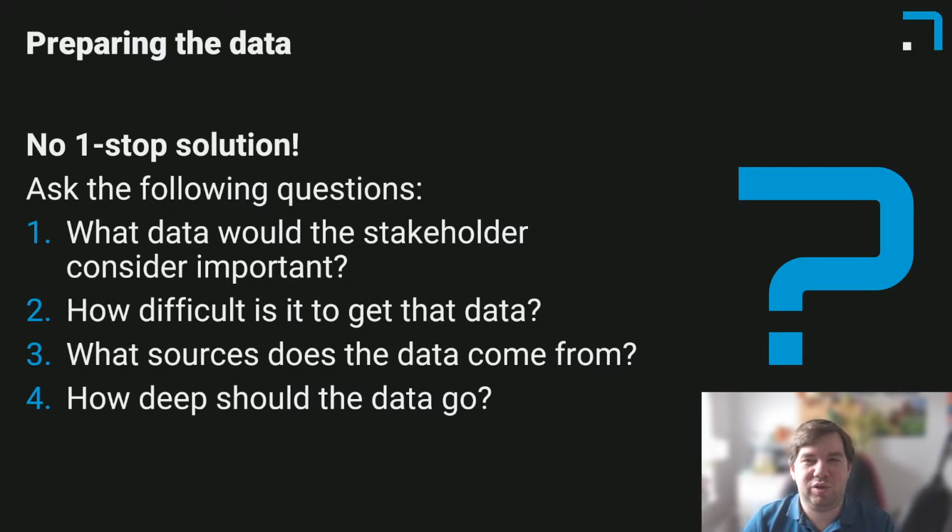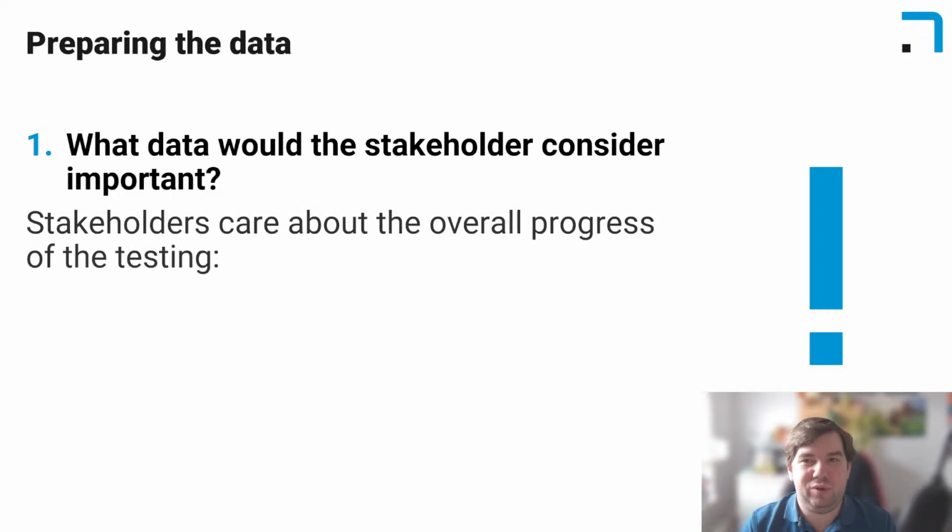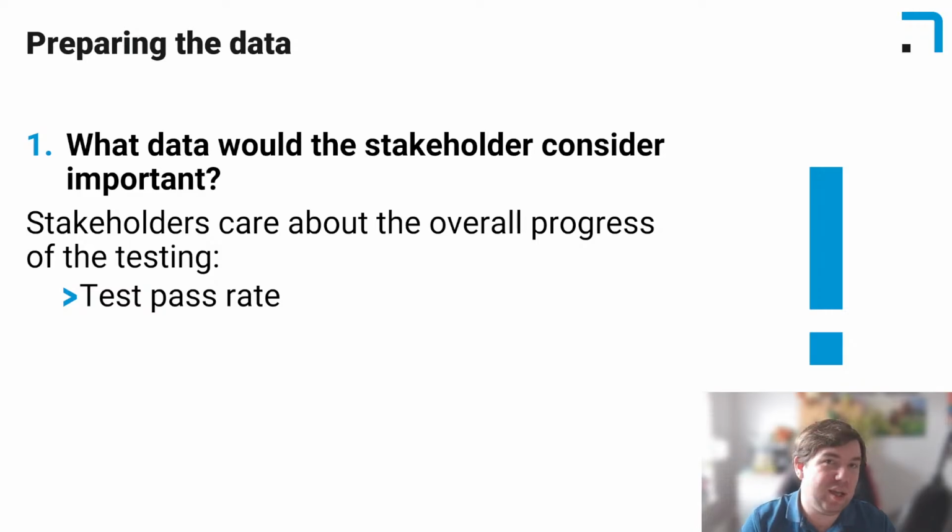So to go into these questions a little deeper. What data would the stakeholder consider important? When we think about this, we need to remember that stakeholders care about the overall progress of testing. What do I mean by this? I mean they look at the test pass rate. They want to know how many tests are actually passing. If 100% of tests are passing, fantastic. If only 20% are passing, okay, that's a concern. Let's talk about how and why these tests aren't passing.